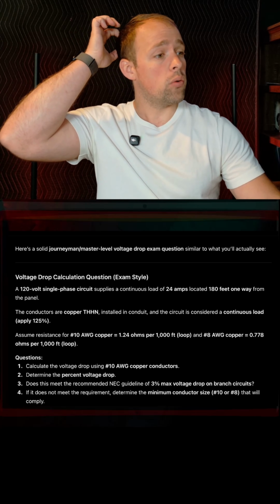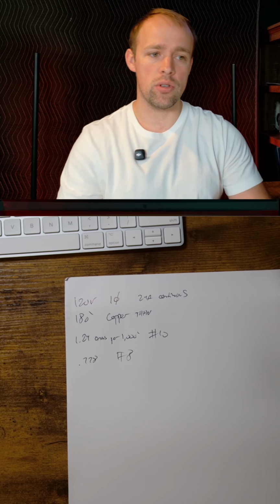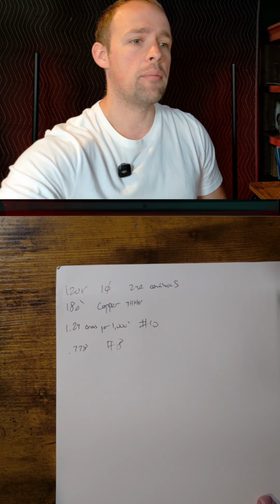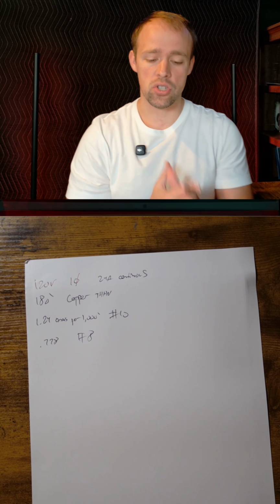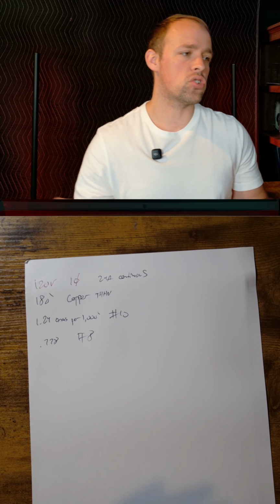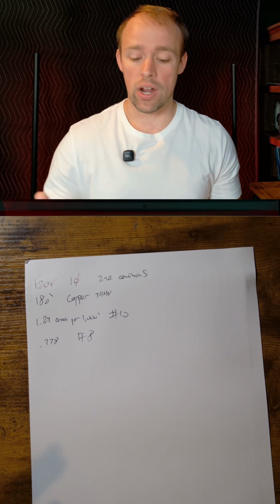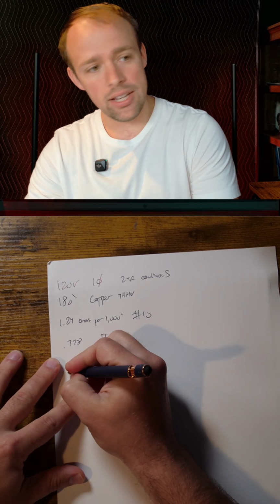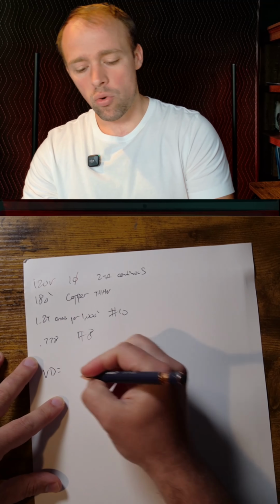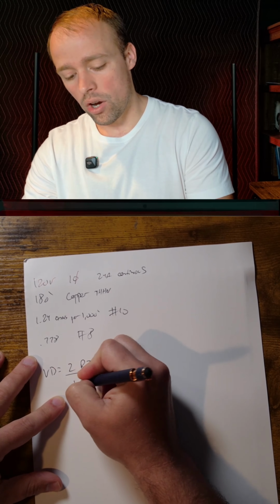Okay, so I'm gonna try to do this in order. I'm gonna open up my camera so you can see what I've got going on here. I'm hopefully gonna put the question on the screen so that you can still see it. So question 1 says calculate the voltage drop using the 10 gauge. Okay, so what we need to do first is write down our voltage drop formula. So I'm going to write down voltage drop equals 2 ril over 1,000.